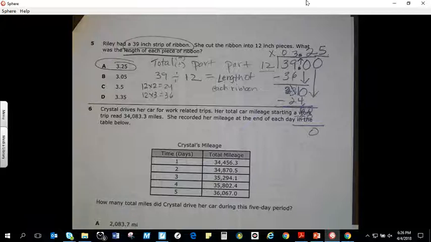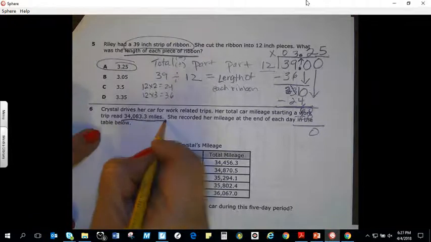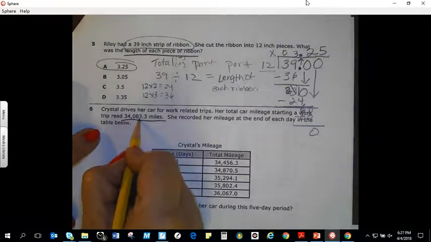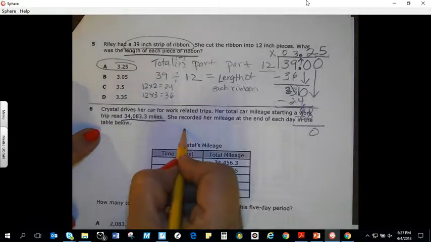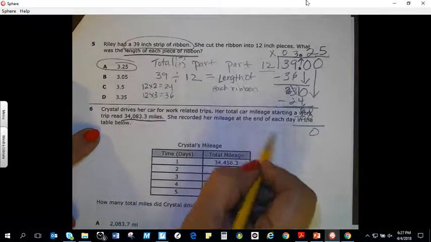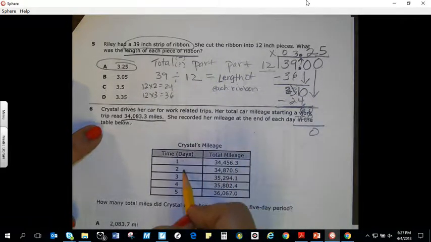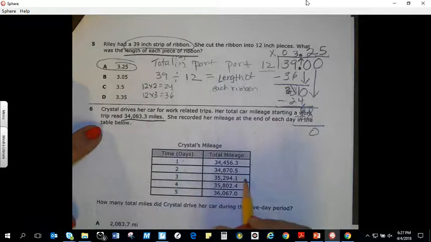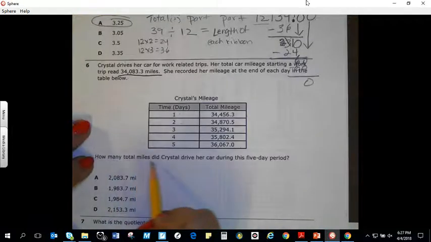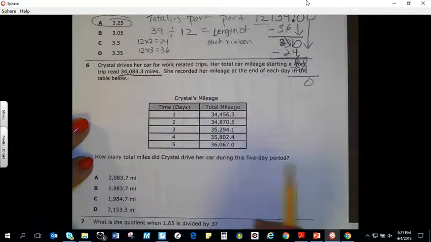Number 6, Crystal drives her car for work-related trips. Her total car mileage starting a work trip, this is the total that she started on, was 34,083.3 miles. Now, she recorded her mileage at the end of each day in the table. So day 1, she ended up with this amount of miles. Day 2, this is what she ended up. Day 3, she ended up here. Day 4, this was here. On the 5th day, this was here. So the question is how many total miles did Crystal drive in her car during this 5-day period?